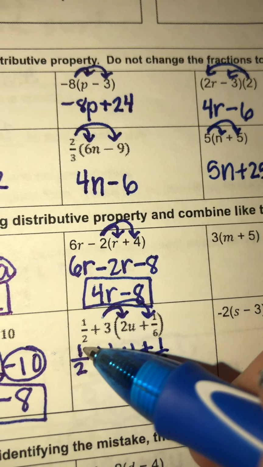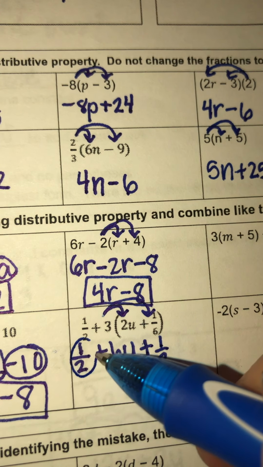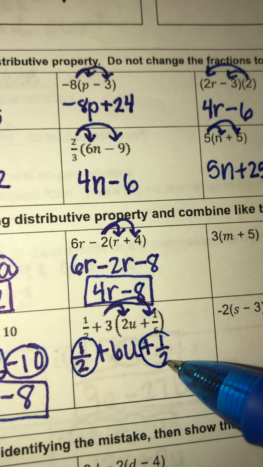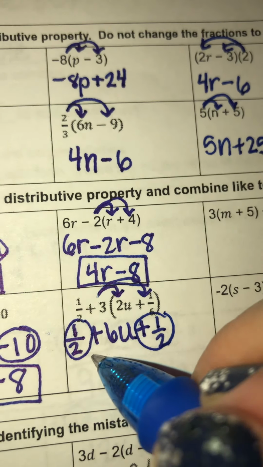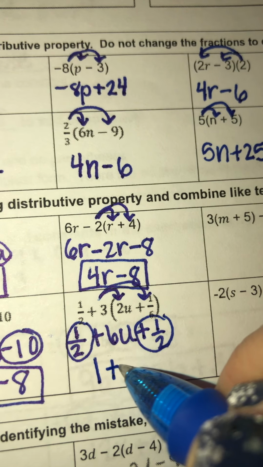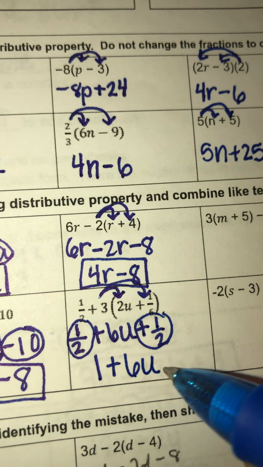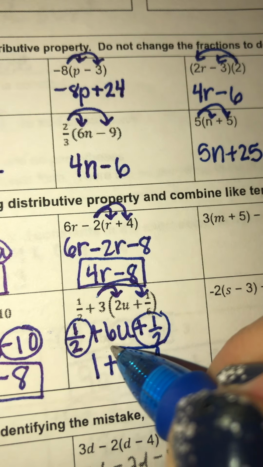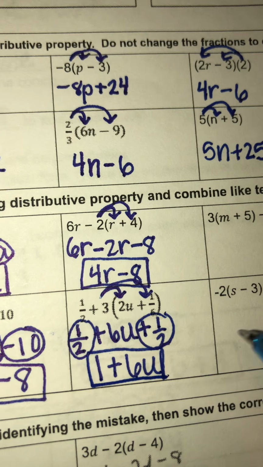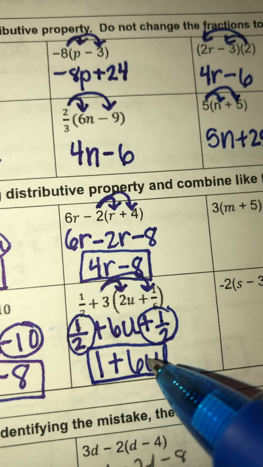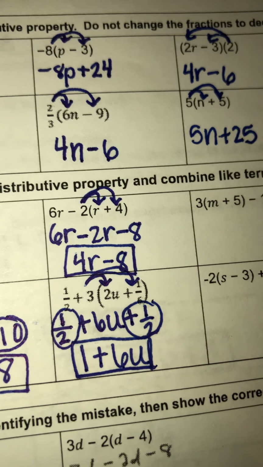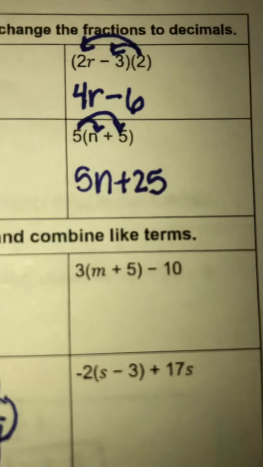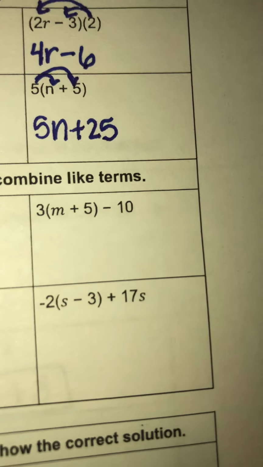Now, my 1/2s are what I have alike. This one and this one. And a half and a half makes a whole. So I have 1 plus 6u. That's my answer. Keep in mind I could rearrange these and put 6u first and then plus 1. That's fine. In addition, order doesn't matter.